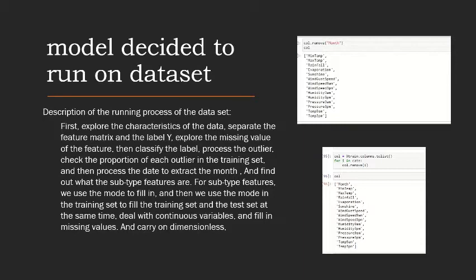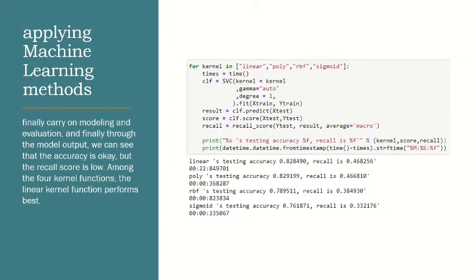So just look at our right hand side at the two images. We find out the subtype features, and for subtype features we use the model to fit in, and then we use the model in the training set to fill the training set and the test set at the same time. Deal with the continuous variables and fill in missing values, and carry on dimensionless processing. Apply machine learning methods. So finally carry on modeling and evaluation, and finally the model output.